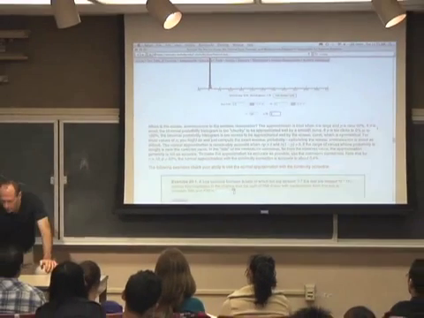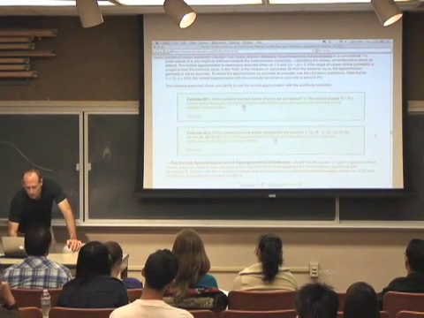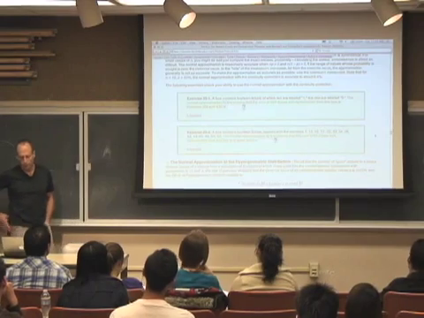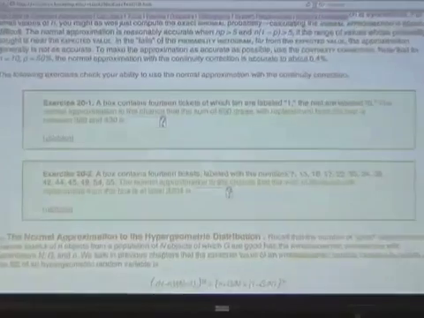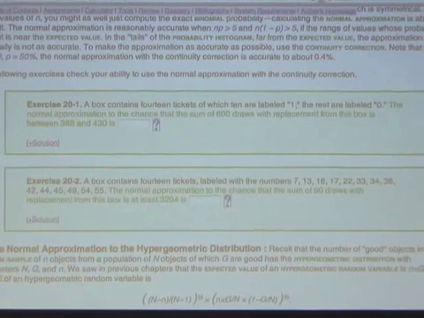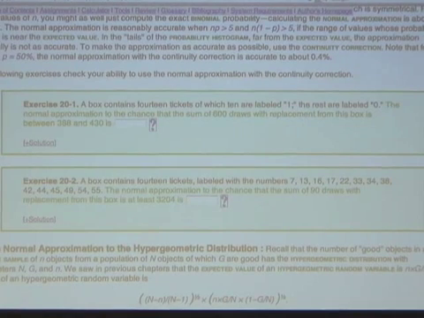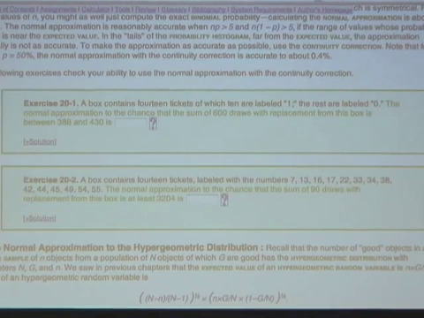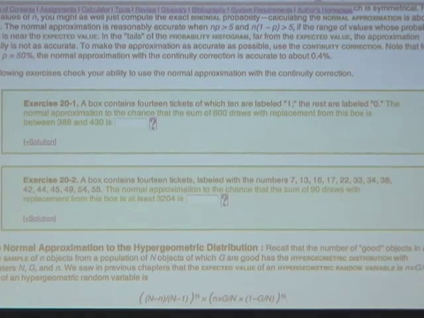Okay, let's do a couple of examples. We've got a box of tickets. There's 14 tickets labeled 1. The rest are labeled 0. We're going to draw 600 times with replacement from that box. And we want to know what's the chance that the sum of those draws is between 388 and 430. So we're drawing 600 times from a 0, 1 box, right? What's the probability distribution of that?